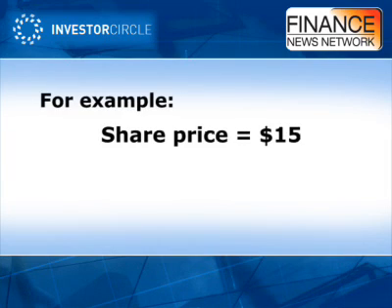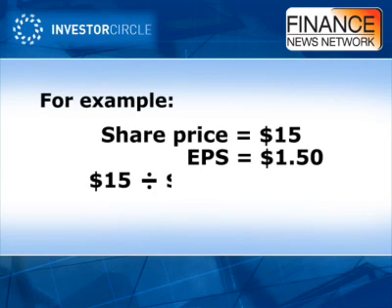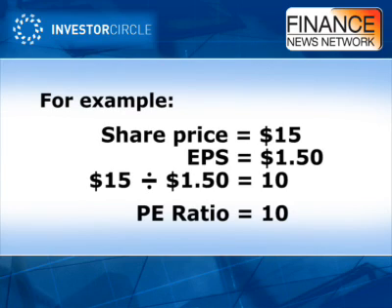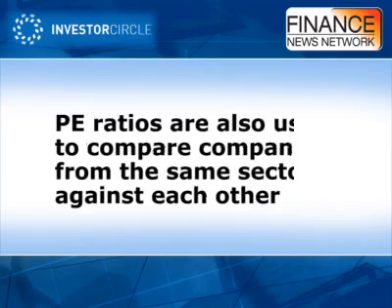If a company's share price is $15 and its earnings per share is $1.50, the PE ratio is $15 divided by $1.50, which equals 10. Therefore, it has a PE ratio of 10. What this means is that investors are willing to pay 10 times the annual net profit of this company to own its shares. PE ratios are also used to compare companies from the same sector against each other.